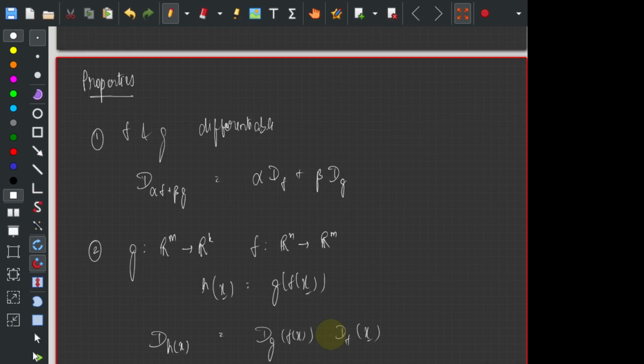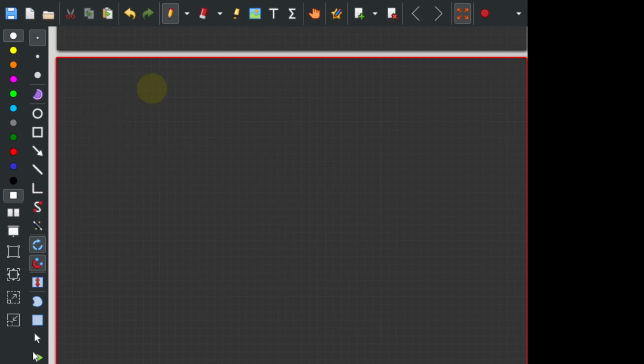Okay, so these are all properties very similar to what you've already seen in high school, right? But sometimes, maybe let's do a quick example. Suppose I give you the following function. What would be the derivative of f of x equal to x transpose Ax? So this is a function from R^n to R.